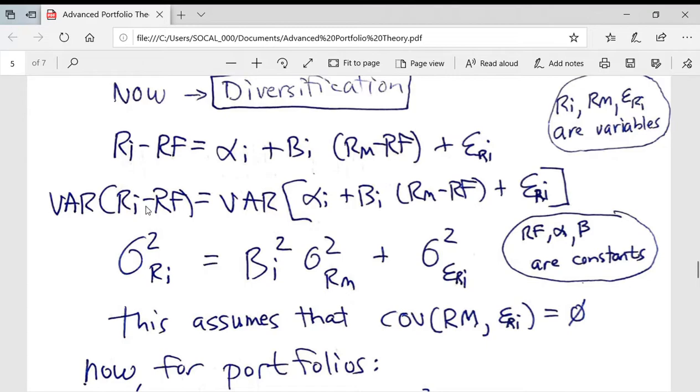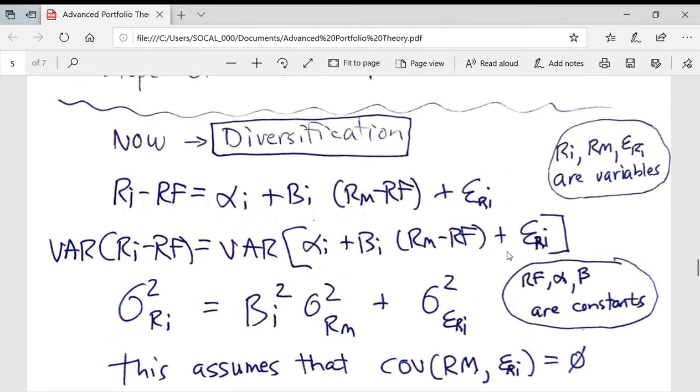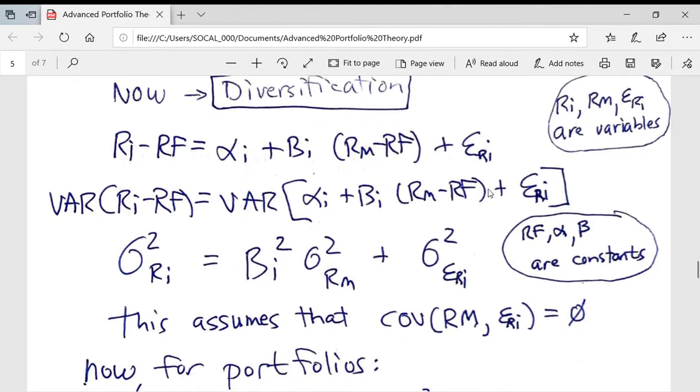We will note that the variance of a variable minus a constant is just the variance of the variable. In this example, the risk-free rate, alpha, and beta are all constants. So subtracting a constant risk-free rate from a variable R sub I really doesn't affect variance at all. In this analysis, R sub I, R sub M, and epsilon sub I are variables. So this is just the variance of the return on stock I. The risk-free rate doesn't affect anything.